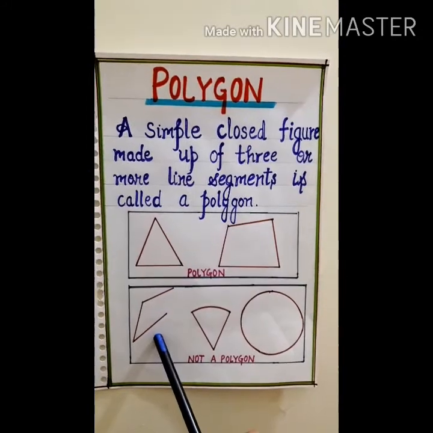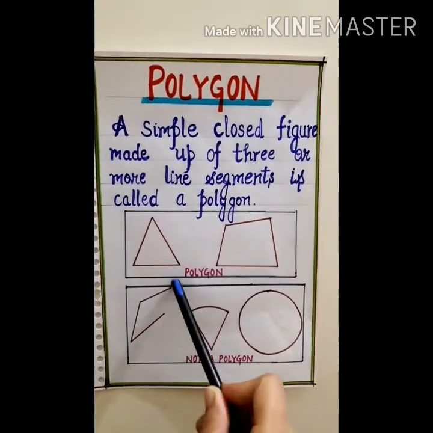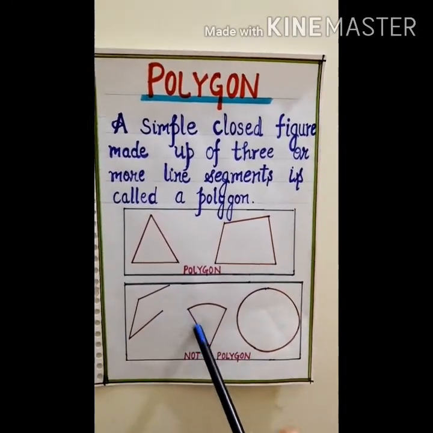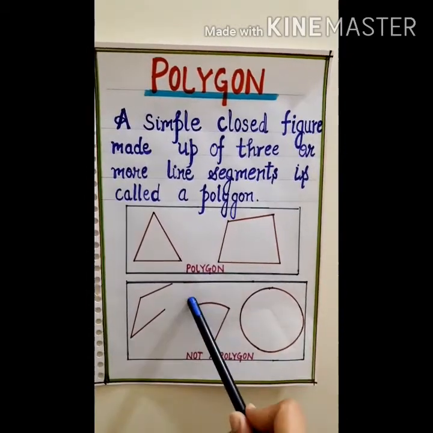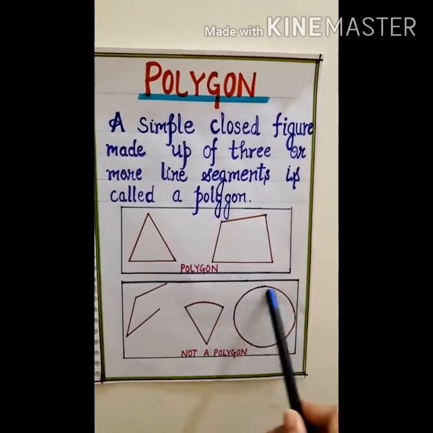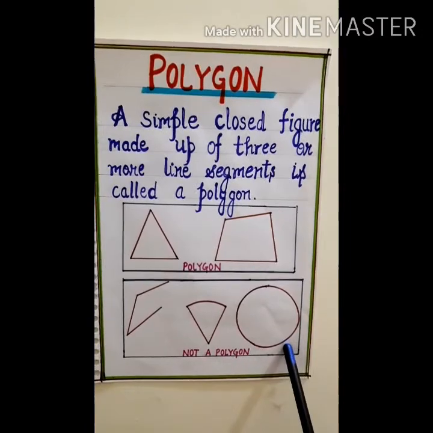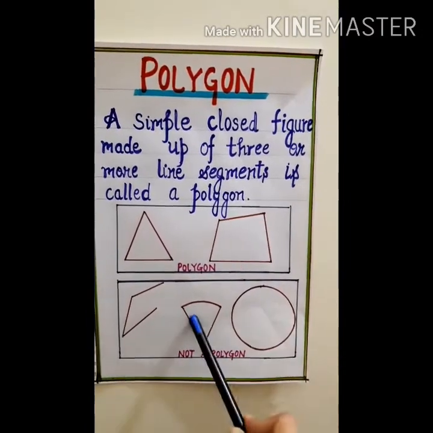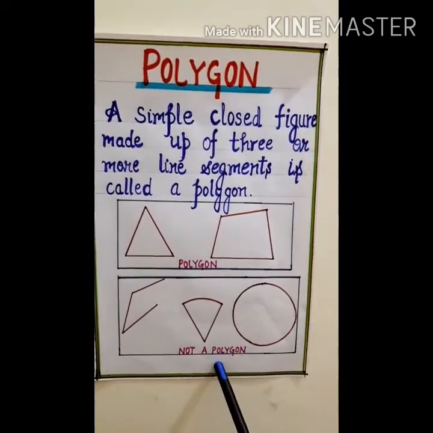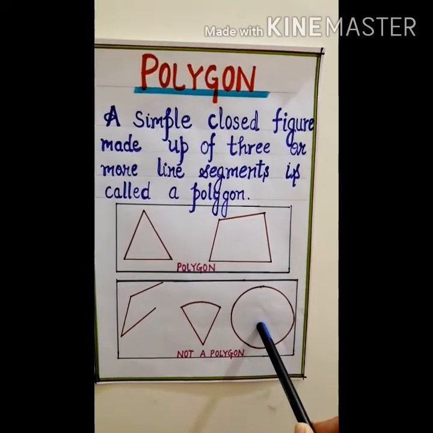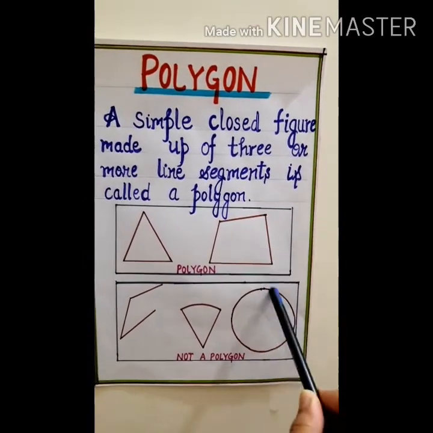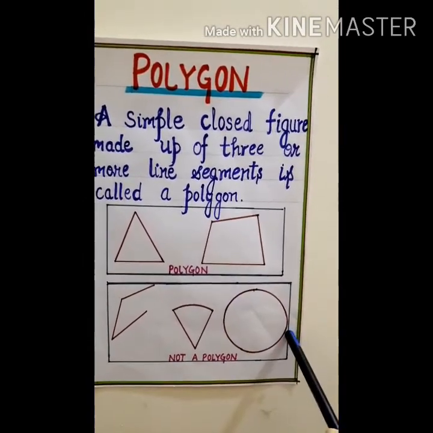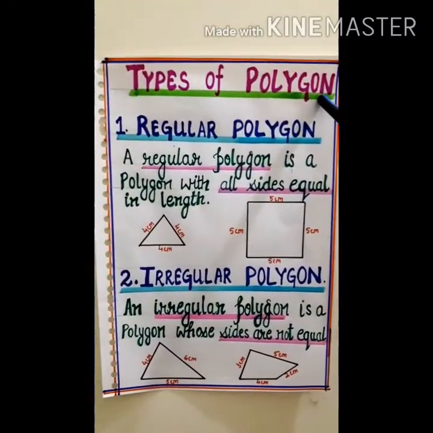Now here you can see that we have 3 line segments but one side is open. In this figure we have 2 line segments but a curved part is there. And this is a circle. It is not made up of any line segment. So these types of figures are not polygons. So you can also say that a circle is not a polygon because there is no line segment used to make a circle.